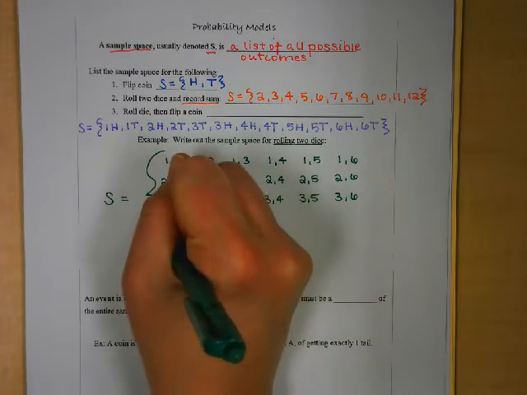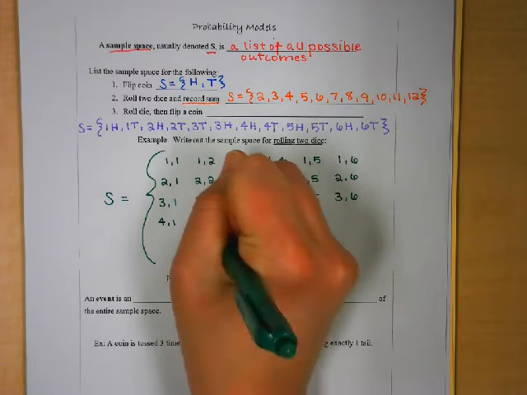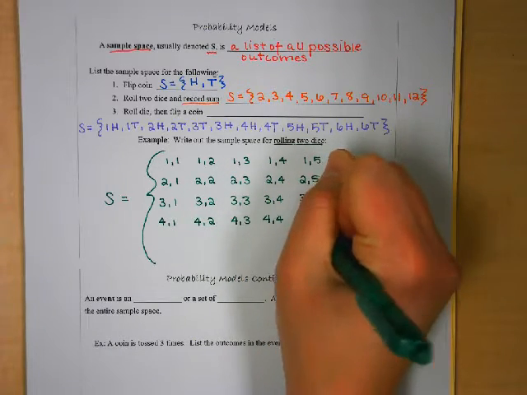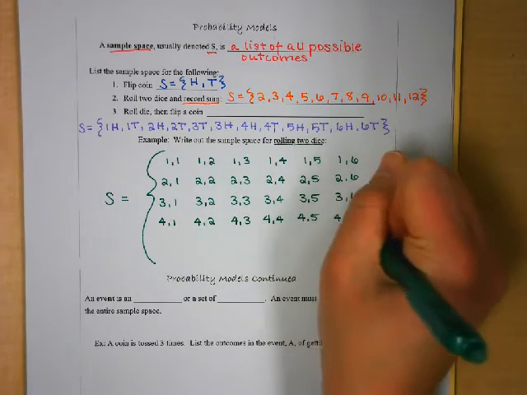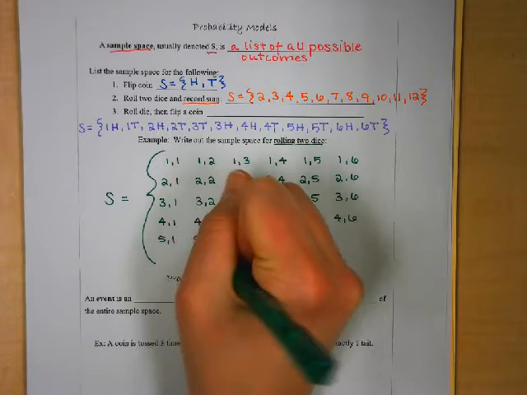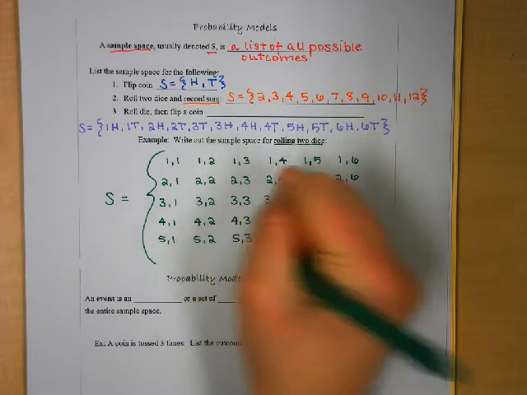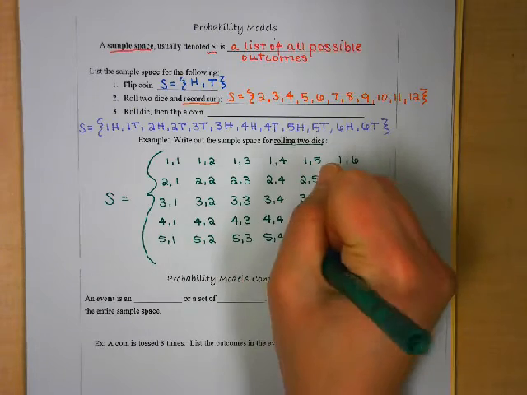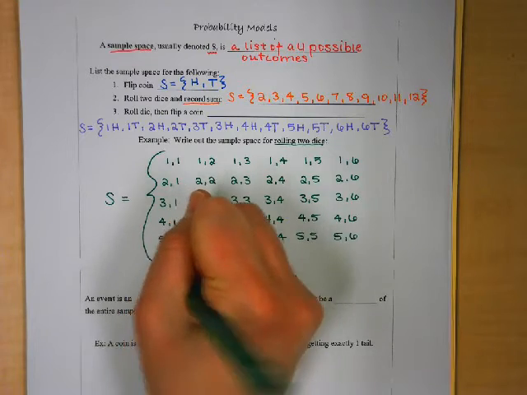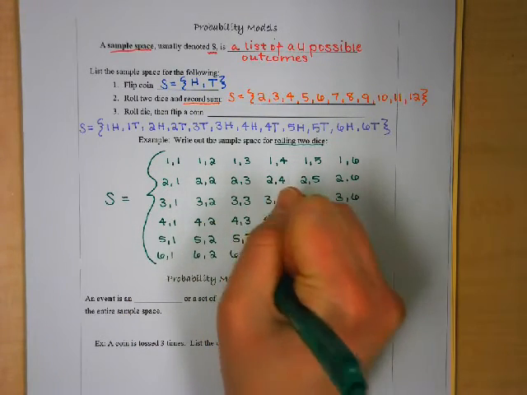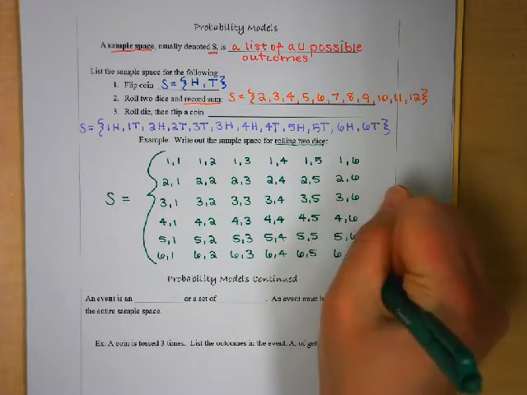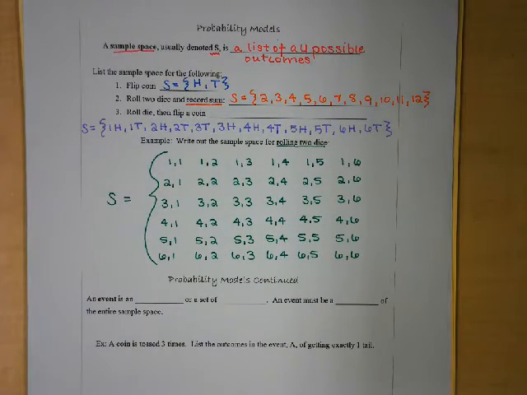And then 4 and 1, 4 and 2, 4 and 3, 4 and 4, 4 and 5, 4 and 6, and then we have 5 and 1, 5 and 2, 5 and 3, 5 and 4, 5 and 5, 5 and 6, 6 and 1, 6 and 2, 6 and 3, 6 and 4, 6 and 5, 6 and 6. And that would be all the different possibilities.